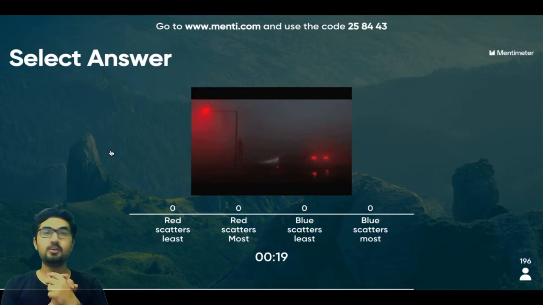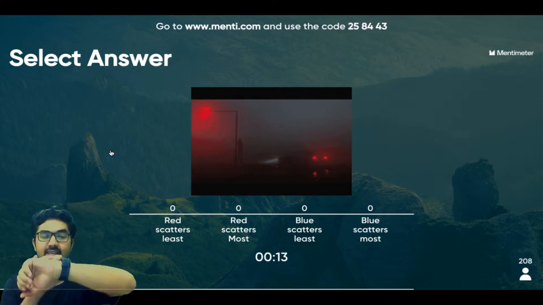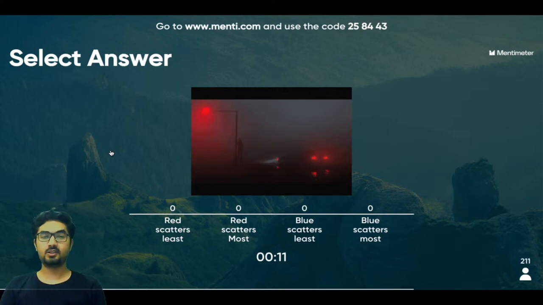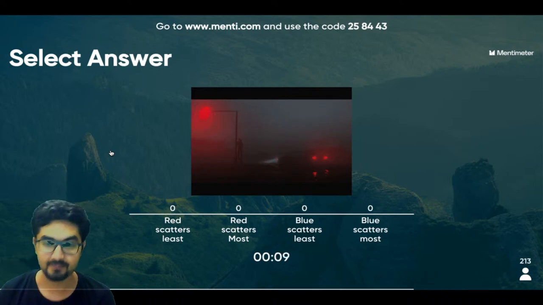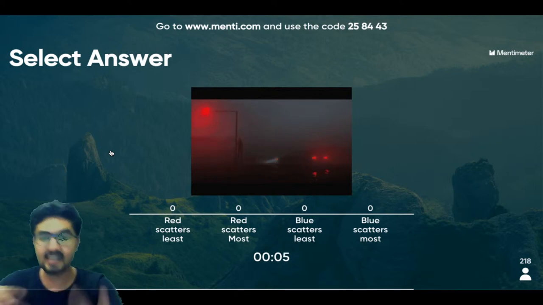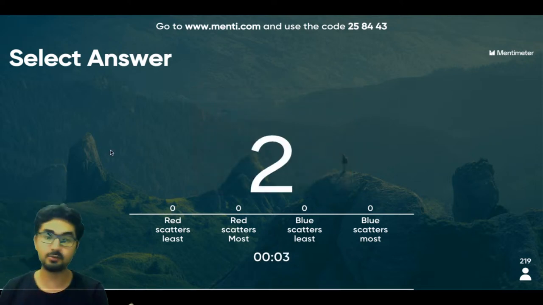So guys, more than 200 students are here. That's a great thing. Bataiye ji, bataiye. Only 15 seconds to be precise left now. Bahut badhiya. So what does it have to do with that? Red scatters the least. Isliye hum dhund wali jagah pe lal lal light lagate hain. Red scatters the most. Ab chalo ji.